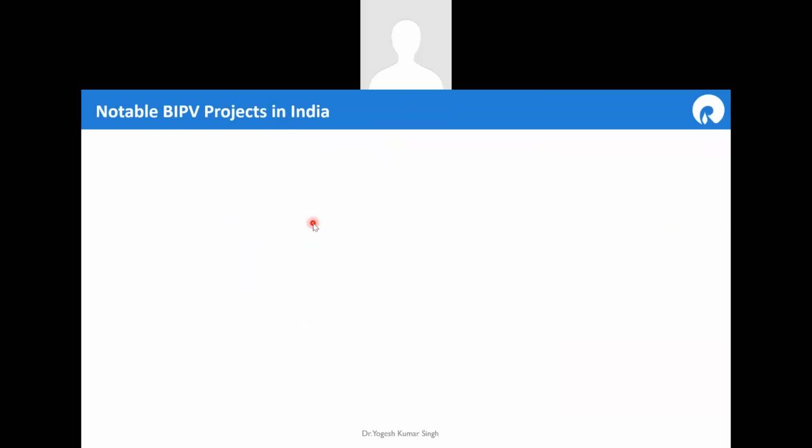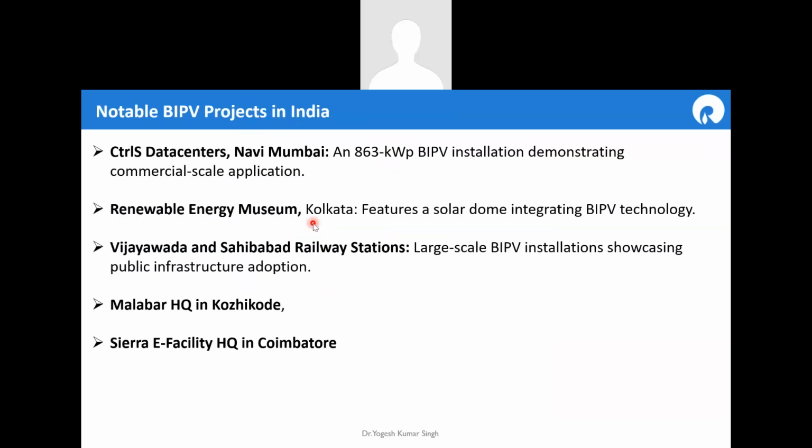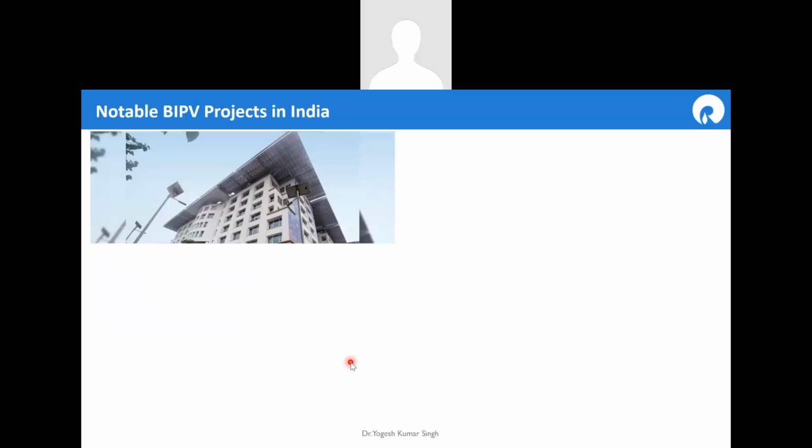Now we come to the important part where we will see the notable BIPV projects in India. One is the Citrus data center in Navi Mumbai. Then we have the Renewable Energy Museum in Vijayawada, Malabar headquarters, and Coimbatore. So these are some photographs.